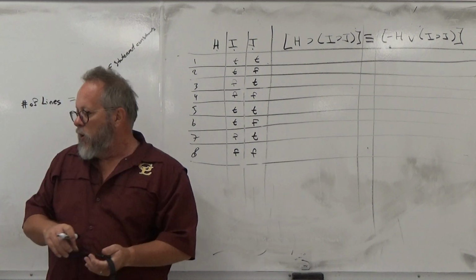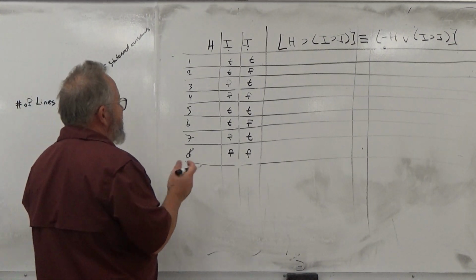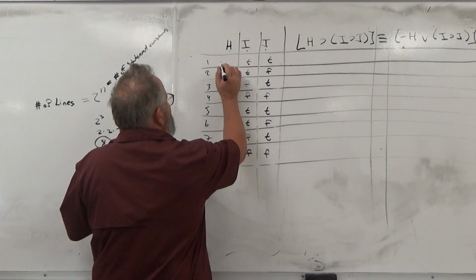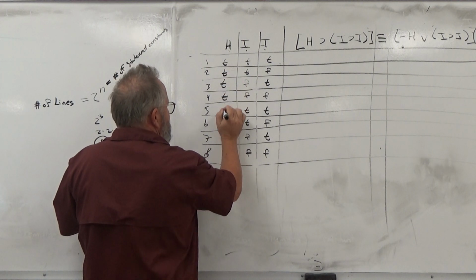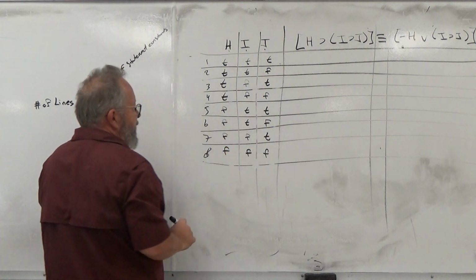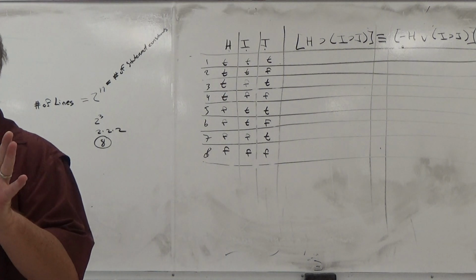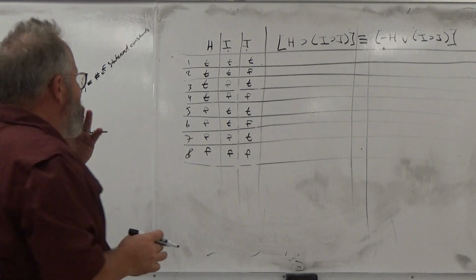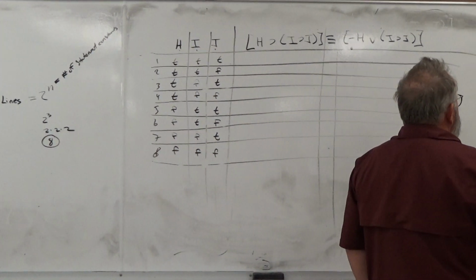So when I move over one more time, I'm going to double the pattern again. So how many trues am I going to have? 4. 4, followed by 4 falses. So true, true, true, true, false, false, false, false. If you follow that pattern, you will get all the possible combinations. Everybody understand that, okay?